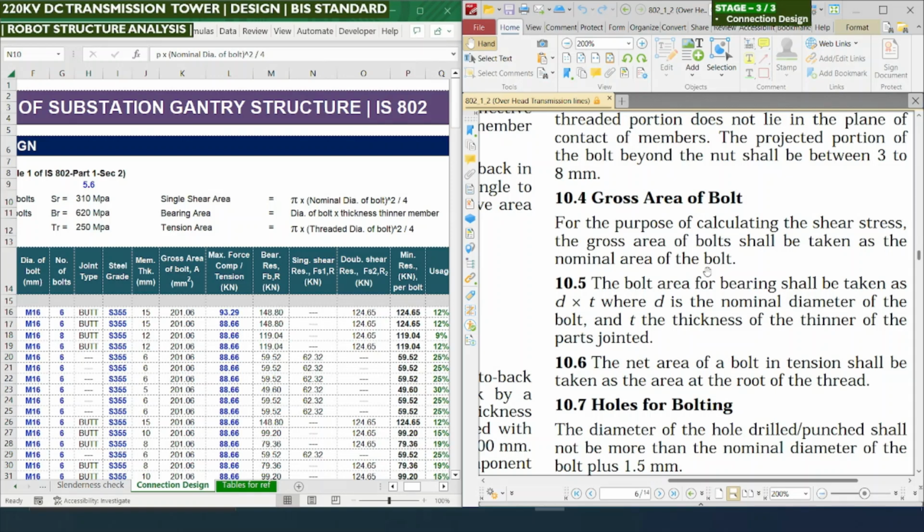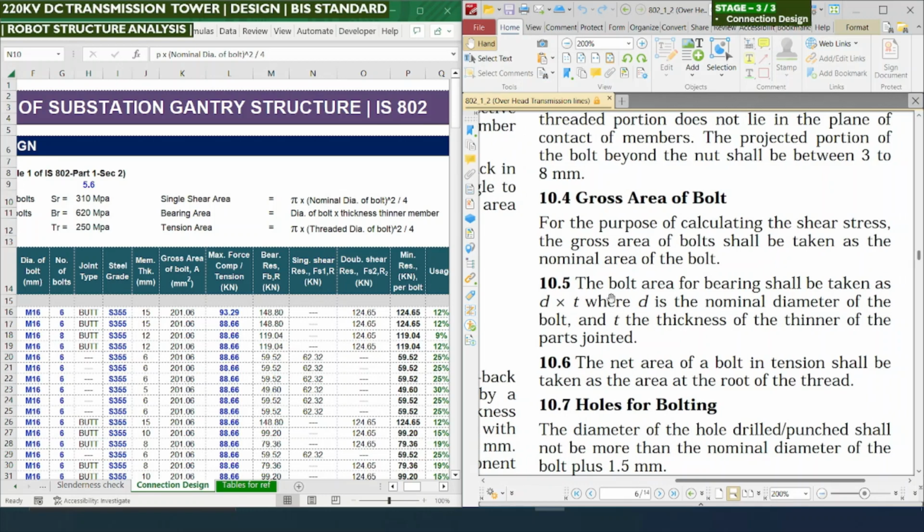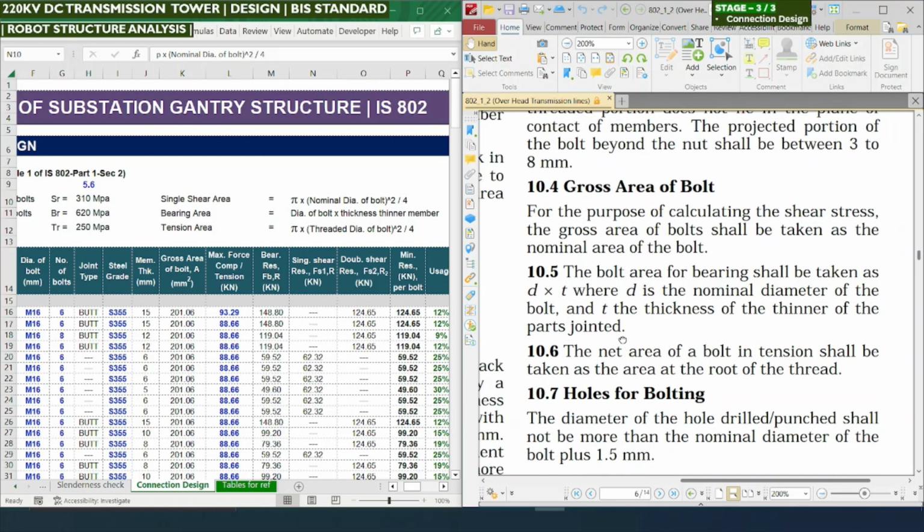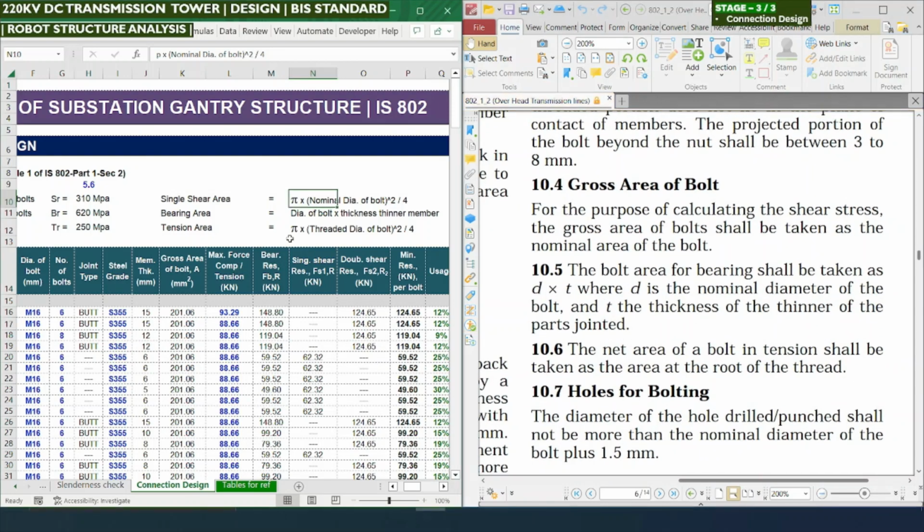of the bolt. And in case of bearing calculation, the bolt area of the bearing shall be taken as d into t, where d is the nominal diameter of the bolt and t is the thickness of the thinner of the parts joined. So here in the Excel sheet you can see the diameter of the bolt into the thickness of the thinner member, which we need to consider to calculate the bearing area.